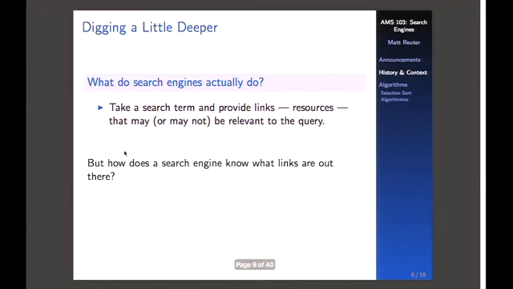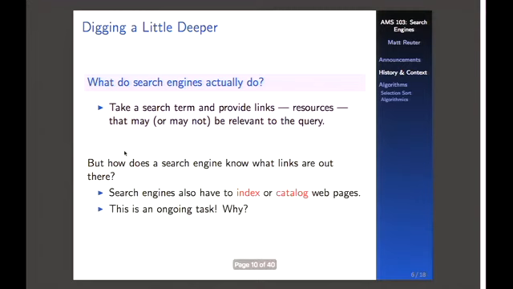Okay, so one of the first questions we have to then ask ourselves when thinking about search engines is, how does a search engine know what links are out there? If the search engine is going to take your query term and recommend to you resources on the web, it has to know what's on the web. What's out there? Where are they at? How does this work?